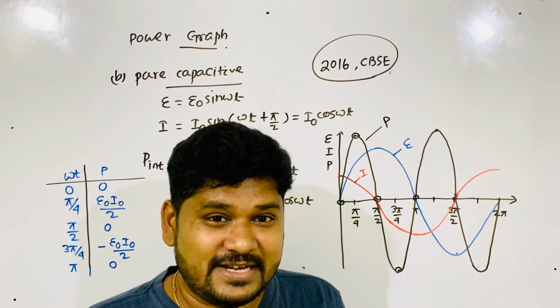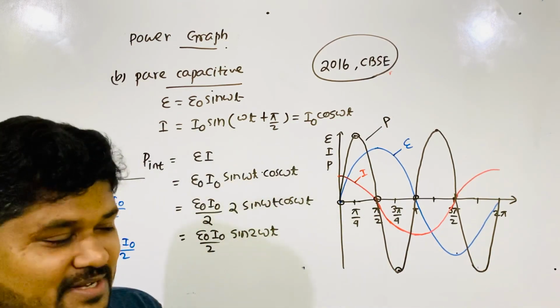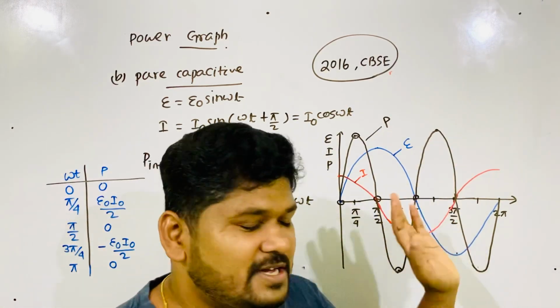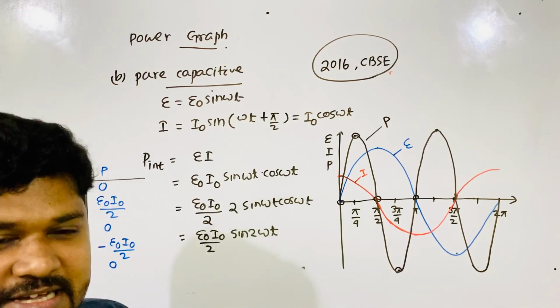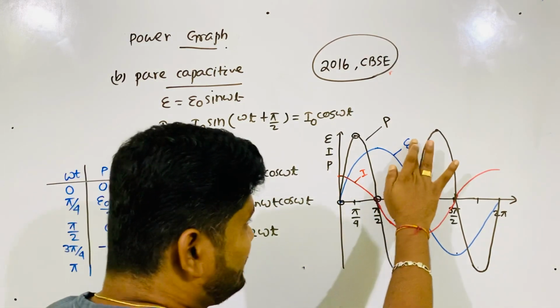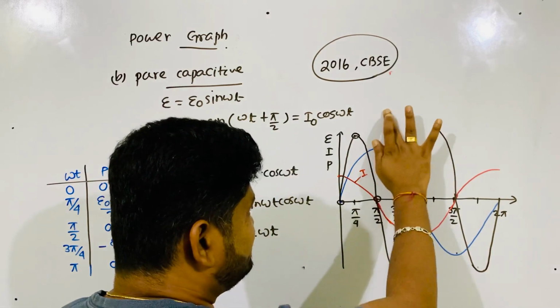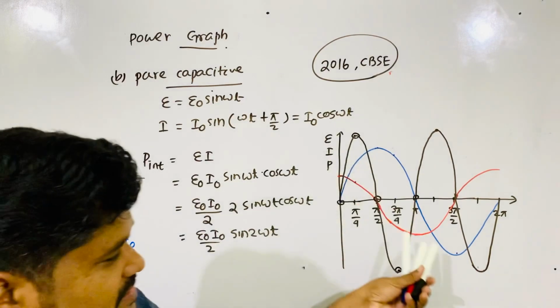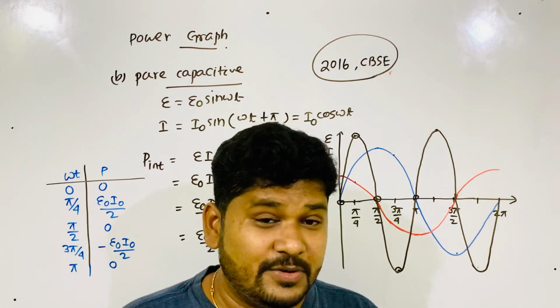But some students are facing the problem. So if the power is going like this, then coming, then this is for a pure capacitive circuit. Then the question comes, which line is the power graph? This is not given in the question. Which line represents the power graph? How will you know?